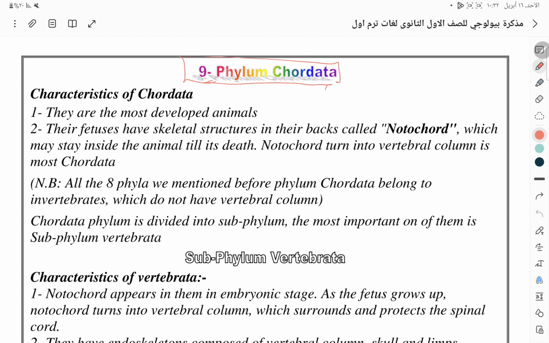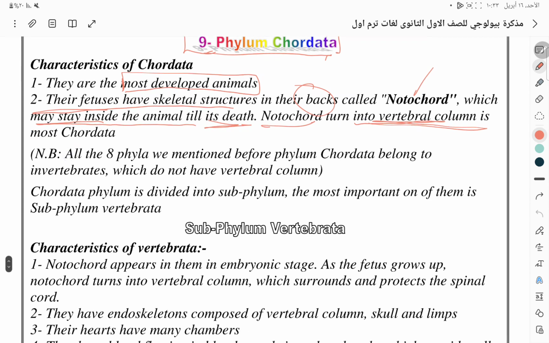Okay, phylum Chordata. What is the characteristic of this group? It's the most developed animal. Their fetus has a skeleton that has bones in the body, and in their back they have a skeleton called the notochord, which may stay inside the animal till it dies. The notochord turns into the vertebral column.